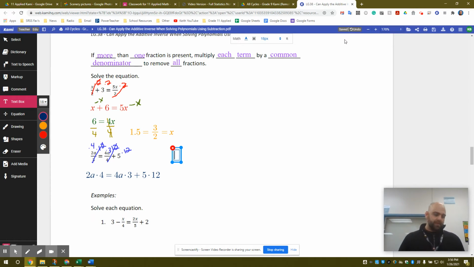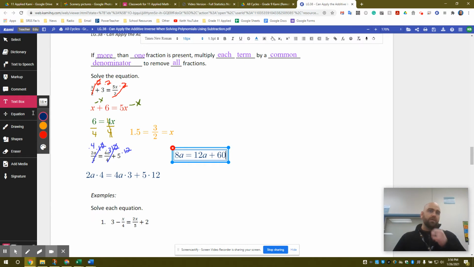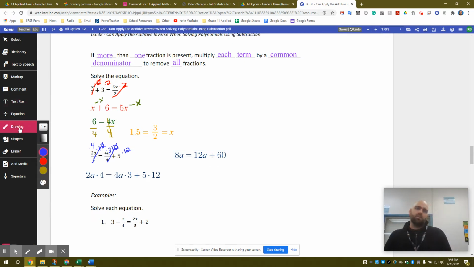2a times 4 is 8a. 3a plus 4a times 3 is 12a, and then 5 times 12 is 60. Once I'm at this point, I'm going to want to get my a's all together. So I'm going to subtract 12a from this side, and I'm going to subtract 12a from this side. These ones cancel out because they're now gone.